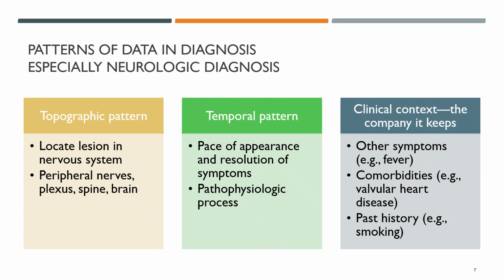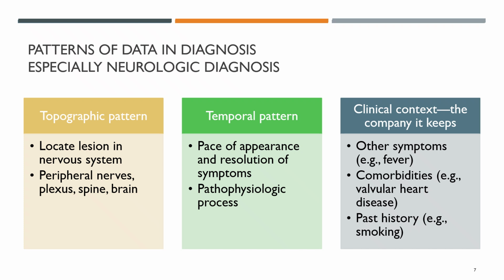Temporal patterns. Next, clinicians look at when and how quickly symptoms appear and resolve. Did they develop suddenly, like a stroke, gradually, like a tumor, or do they come and go? The timing reflects the underlying pathophysiologic process, and technologies such as continuous monitoring can capture those changes.